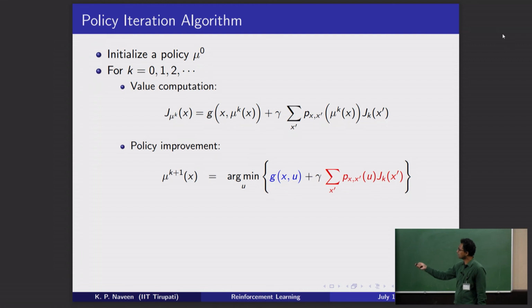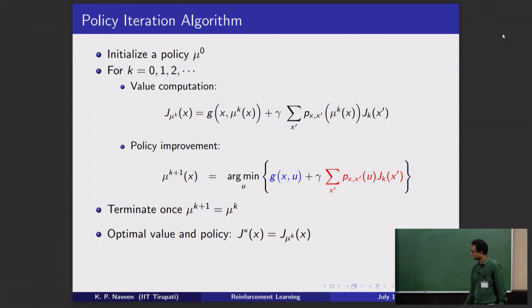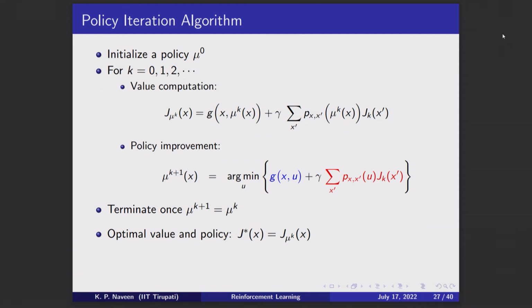This way, every time you will keep improving your policy, and you will terminate once you get back the same policy in 2 iterations. Once you terminate, you have the optimal value and policy. So mu k will be the optimal policy, and j of mu k will be the optimal value. These are essentially two algorithms, value iteration and policy iteration. So we are able to identify the optimal.